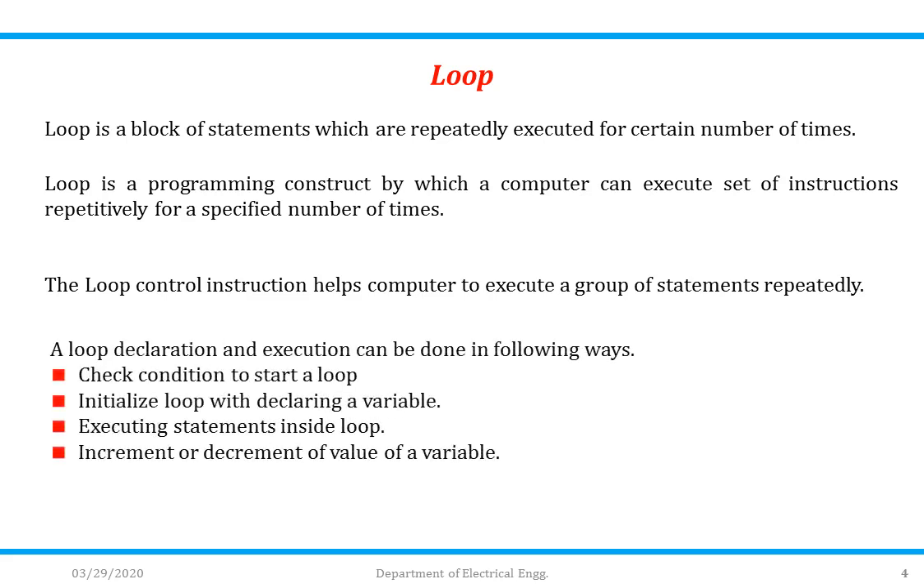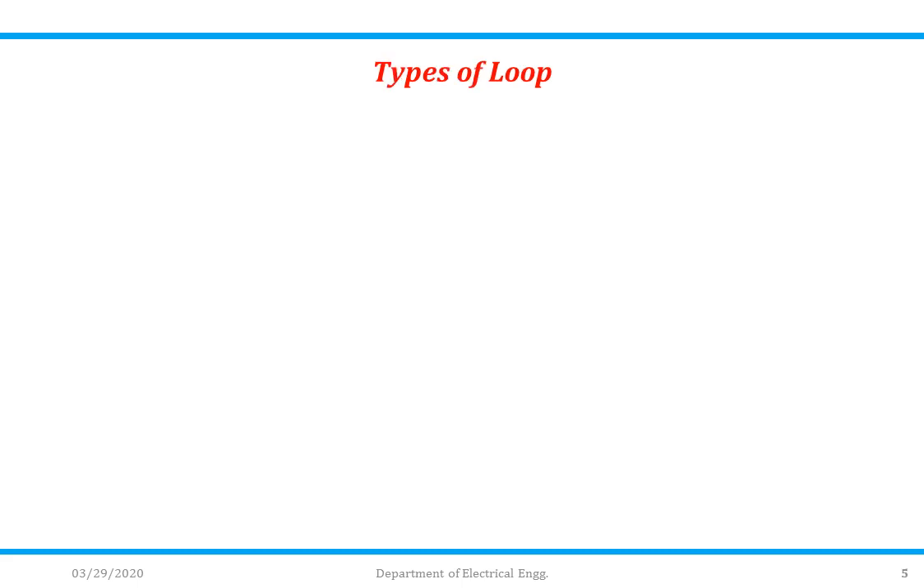Therefore, a loop declaration and execution can be done in the following ways: check a condition to start a loop, initialize the loop by declaring a certain variable, execute the statements inside the loop, and increment or decrement the value of a variable.